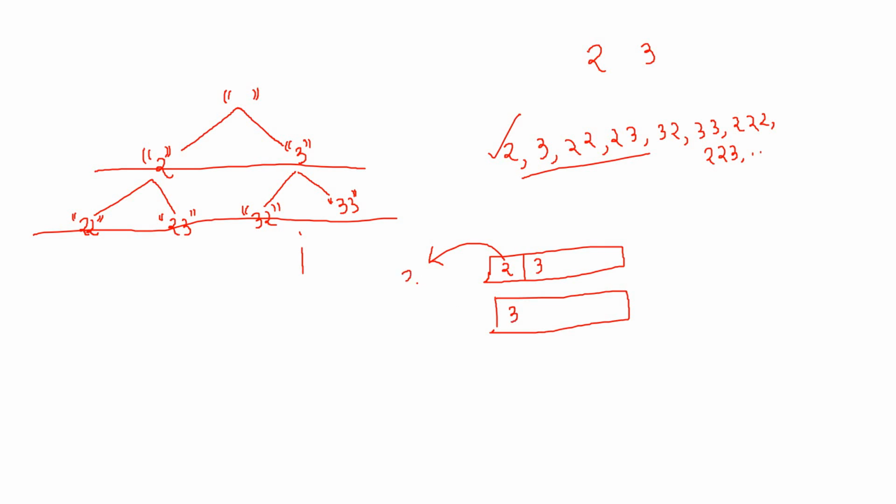Now the popped element is 2. What will I do? I will convert this 2, which is maybe an integer, to string, and I will concatenate 2 with that and 3 with that. So I will be getting two numbers 22 and 23, that I will again push in the queue. So what will happen? 3, then 22 and then 23.